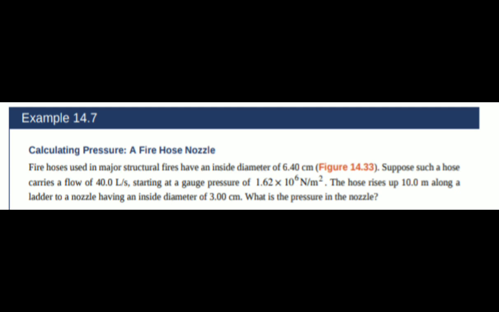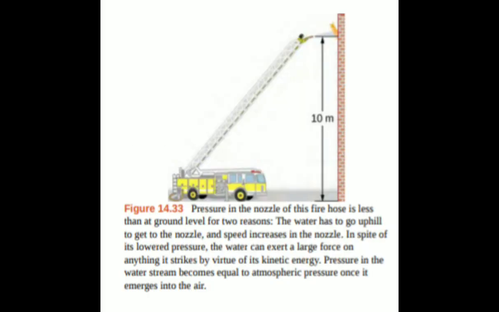So according to figure 14.33, pressure in the nozzle of this fire hose is less than at ground level for two reasons. The water has to go uphill to get to the nozzle, and speed increases in the nozzle. In spite of its lowered pressure, the water can exert a large force on anything it strikes by virtue of its kinetic energy. Pressure in the water stream becomes equal to atmospheric pressure once it emerges into the air. So we must use Bernoulli's equation to solve for the pressure, since the speed is not constant.